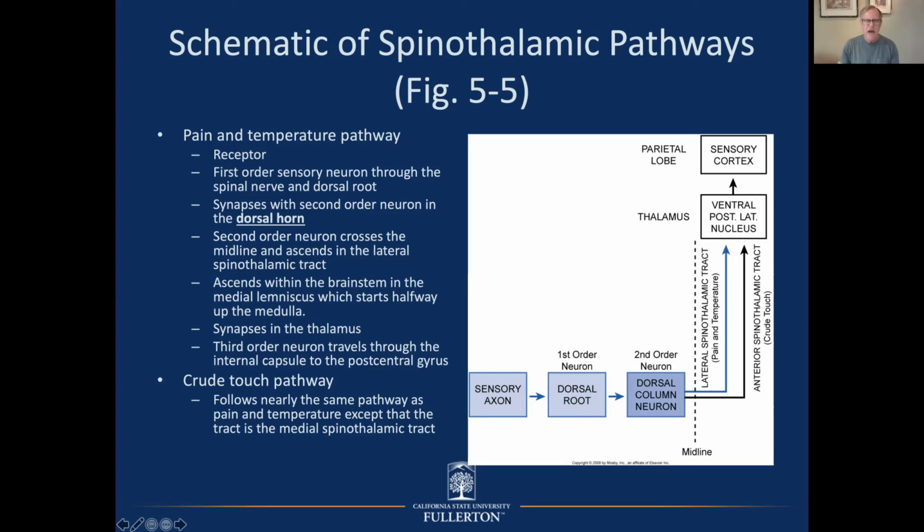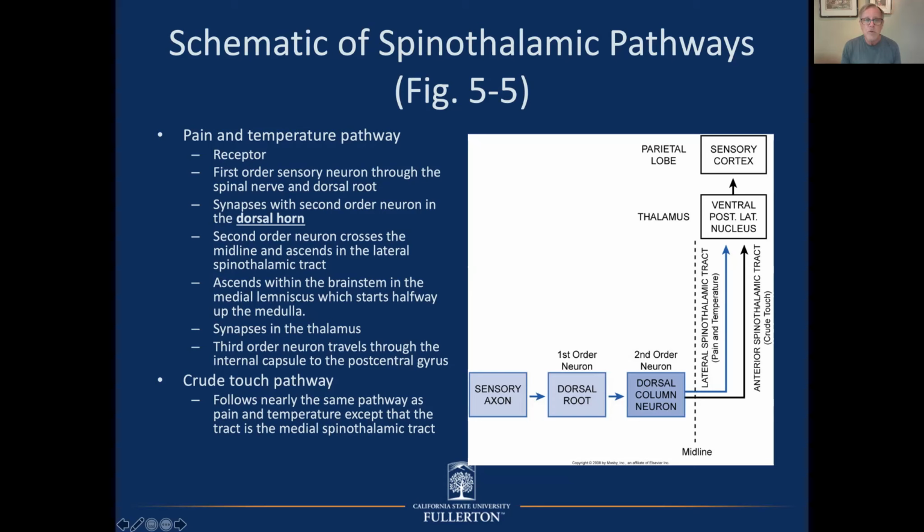Now we'll look at a cross section of the cord, which is more anatomically realistic, in just a moment, and you'll see where that exactly is located. But the important part for this particular figure is simply to show you that that second order neuron crossed the midline, and then it continues on up. And it continues into the brainstem.